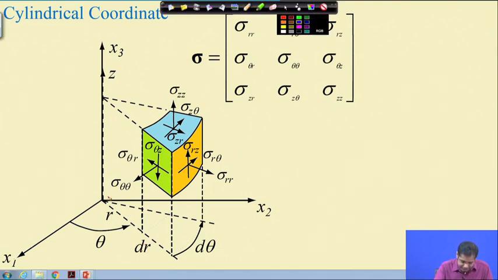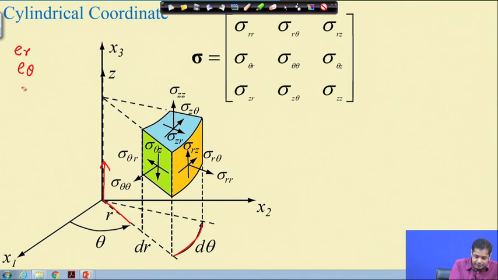One is this axis r, then we have theta, and then we have z. Suppose E r, E theta, and E z are the corresponding basis vectors in the r, theta, and z directions. What are the stress components we have?